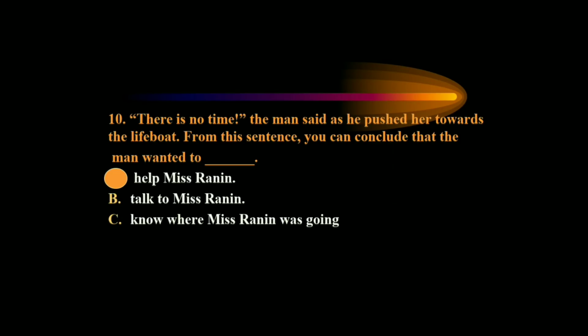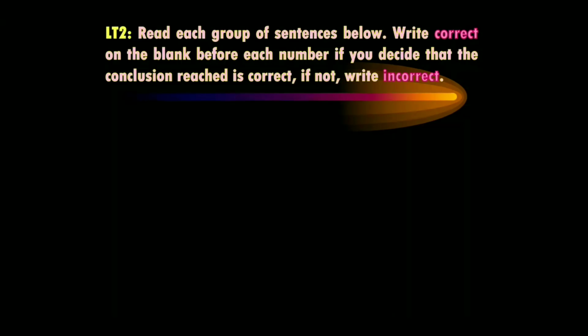So how many did you get? Did you get 10 over 10? Wow, that's very nice. So let's move on to the next activity. Okay, let's do learning task 2. So many people come to incorrect conclusions because they do not think out carefully. So I want you to read and analyze each statement I'll be presenting on the screen so that you will be able to decide if the statement given is correct. Okay, so write correct if you decide that the conclusion reached is correct, and if not, write incorrect. So you may do this in your notebook.